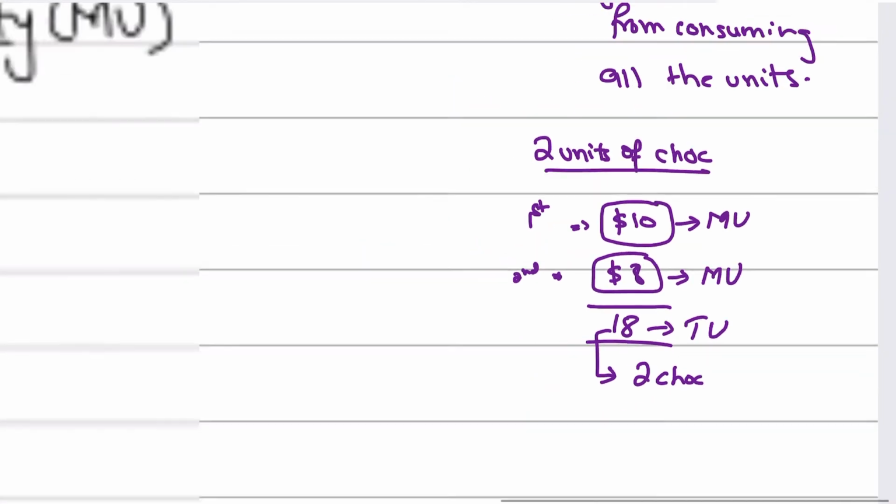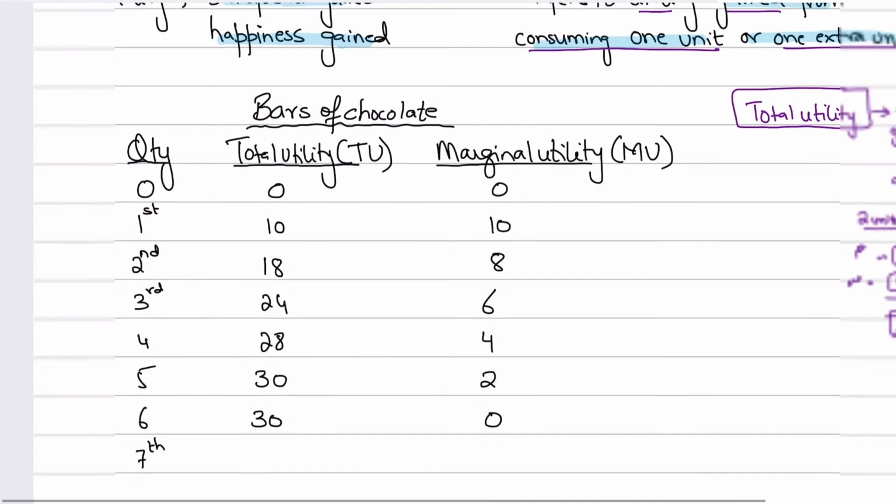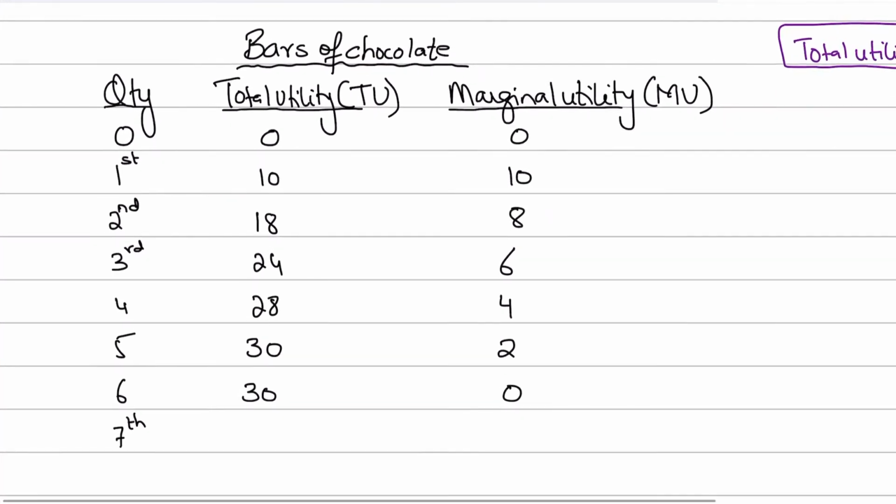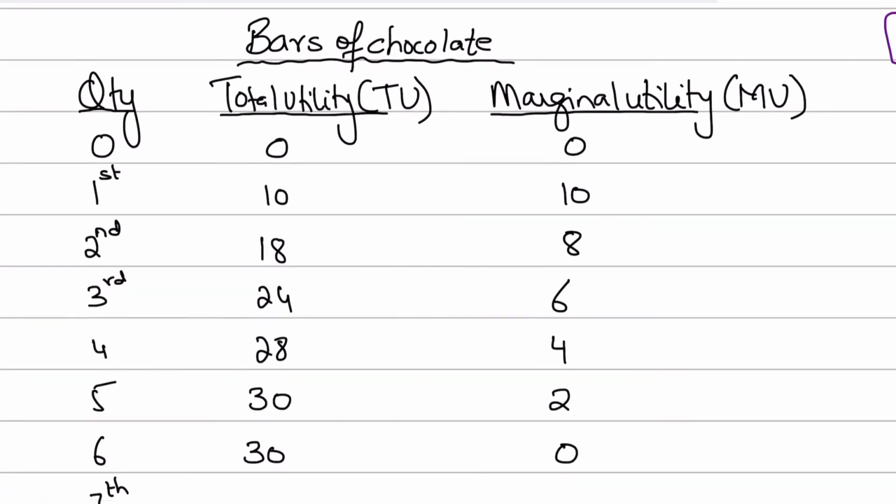Okay, perfect. Now let's move on to the example that I've made. I've made a table and I've written bars of chocolate. In the first column I've written the quantity of the chocolates that I'm consuming. The second column is giving us the total utility from consuming these chocolates, and the third column is giving us the extra utility or the marginal utility from consuming an extra bar of chocolate, right?